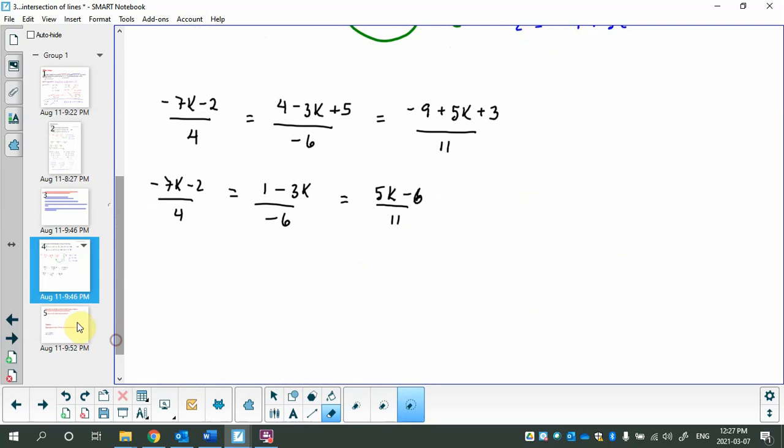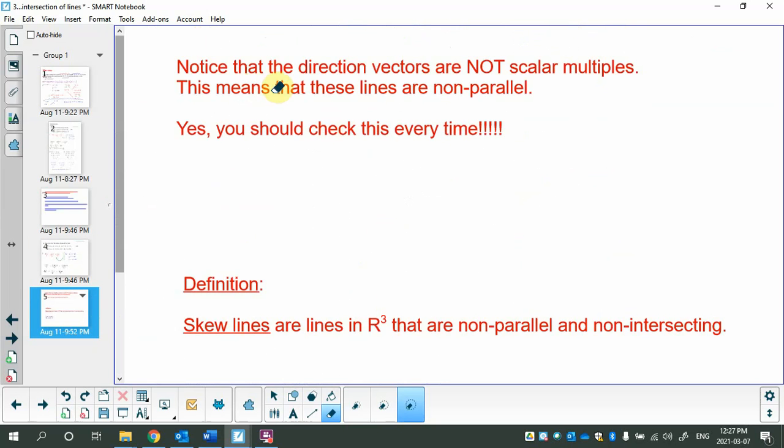So, let's see. Oh, notice that the direction vectors are not scalar multiples. This means these lines are non-parallel. That means you keep going. Yes, you should check this every time.